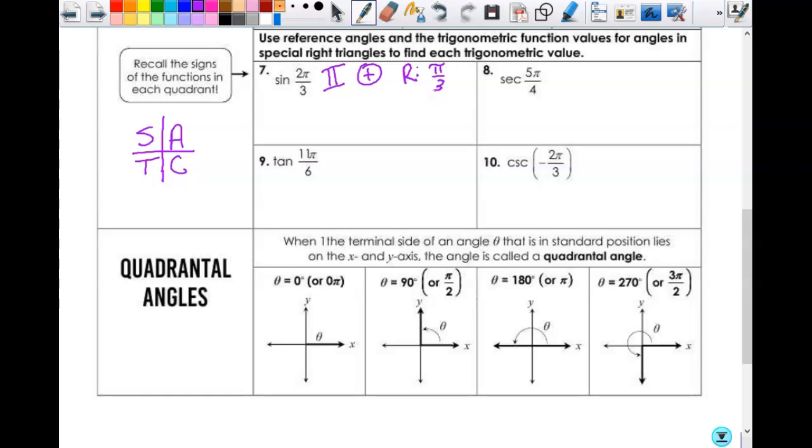So now we just need the sine of pi thirds. How do you remember that easily? Square root of 3 over 2. Remember the hand trick? Remember the hand trick? So square root of 3 over 2. And it's positive, so your answer is just square root of 3 over 2.